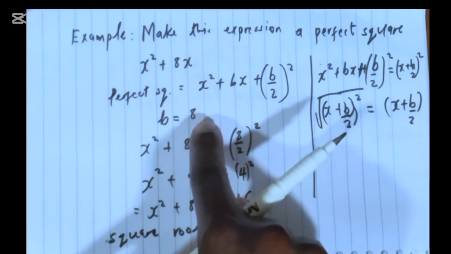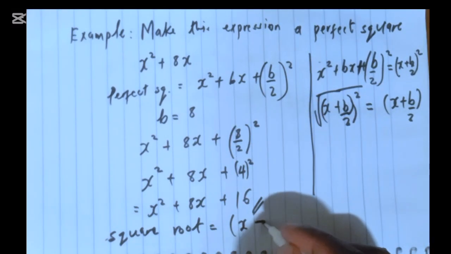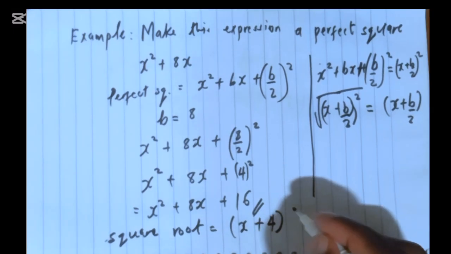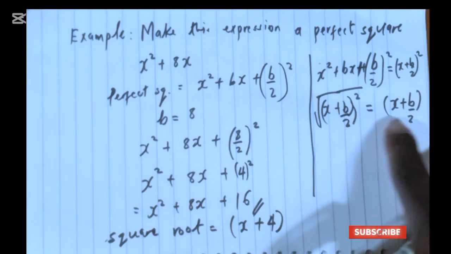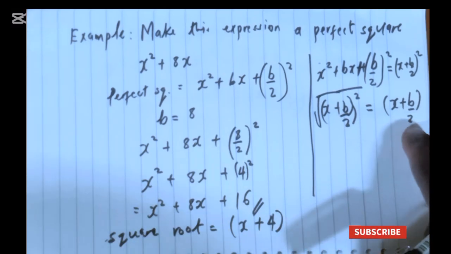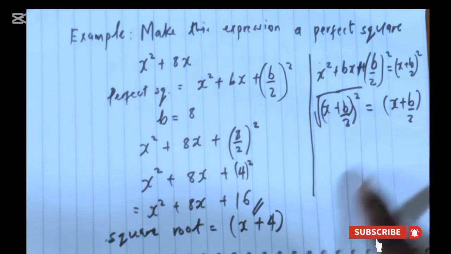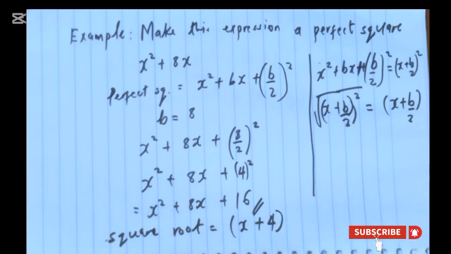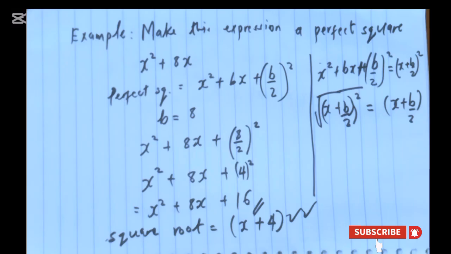B all over 2, our b is equal to what? Our b is equal to 8. So 8 divided by 2 will be equal to 4. So it will be x plus 4, and that will just be the square root. Because remember, this is how we find the square root of perfect squares. So basically that will be x plus b all over 2, which is actually 8. So x plus 4 will be the square root of this particular expression.